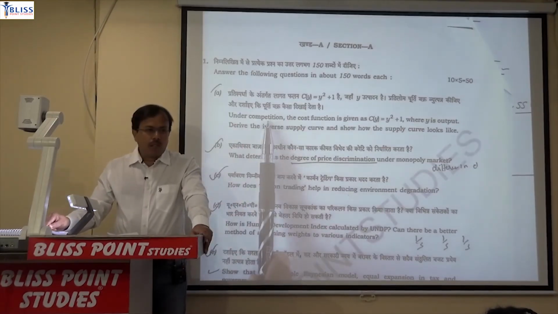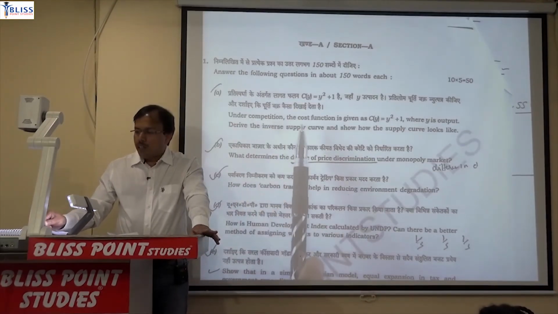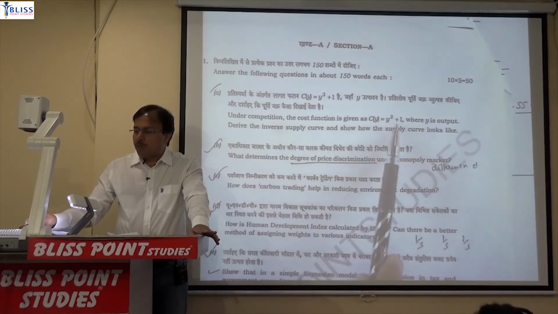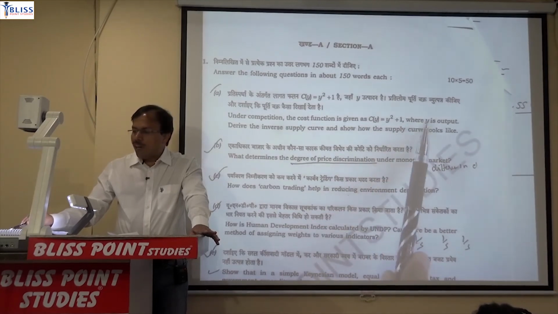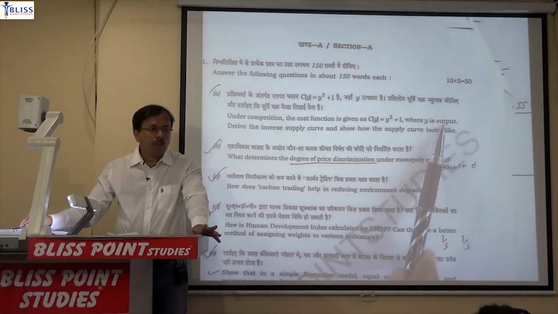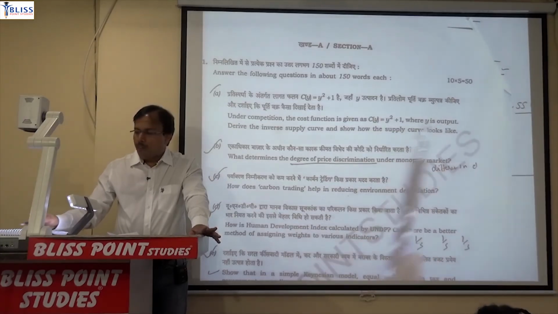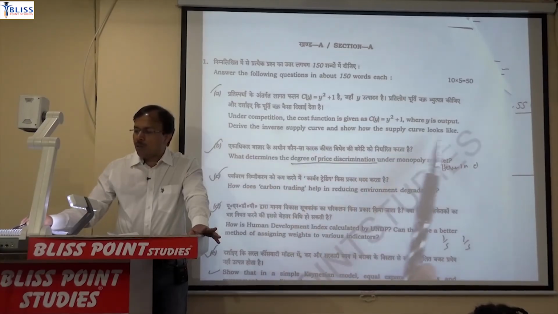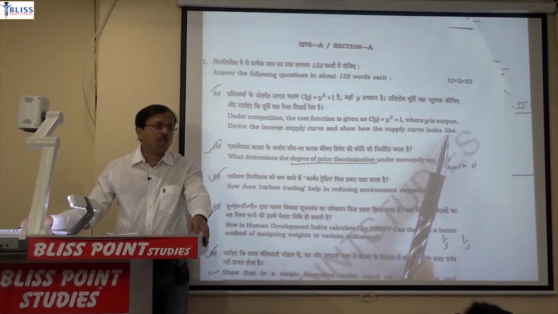Under competition, the cost function is given as cost equal to y square plus 1, where y is output, meaning quantity. Derive the inverse supply curve and show how the supply curve looks like. This was a compulsory question.